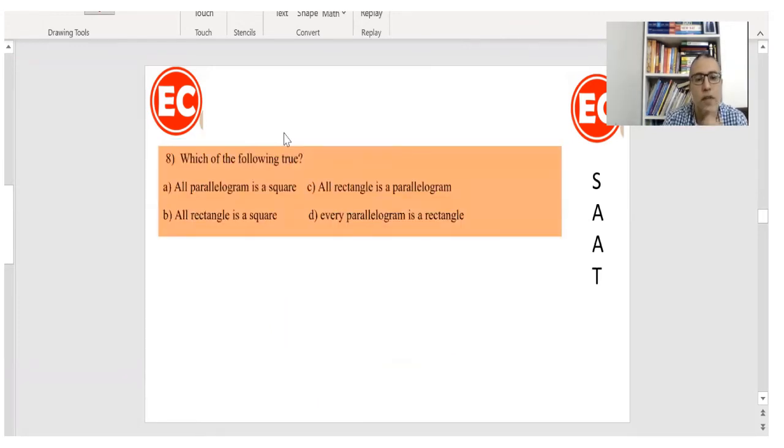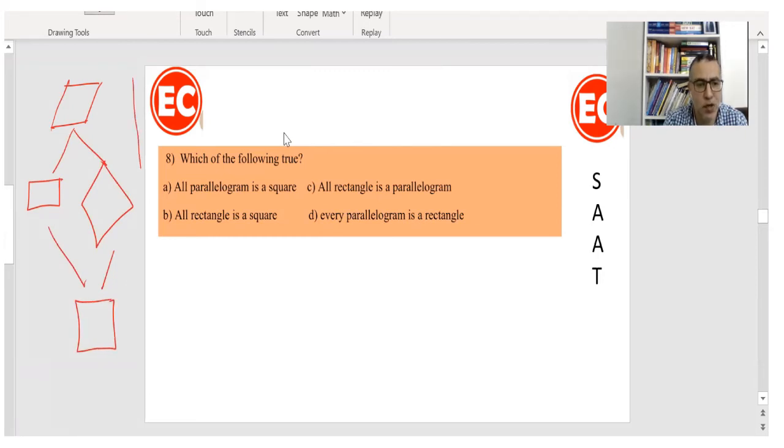Number 8. Which of the following is true? All parallelogram is a square. You can go forward, but you cannot go backward. What does it mean, Mr. Shah? The first shape is parallelogram, then the rhombus, the rectangle, and then finally the square.